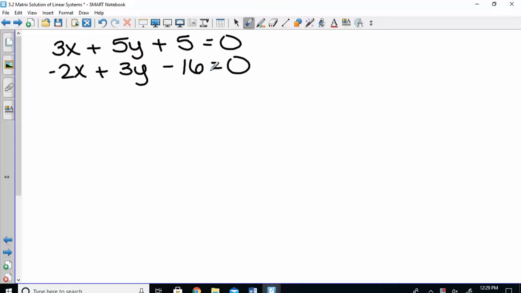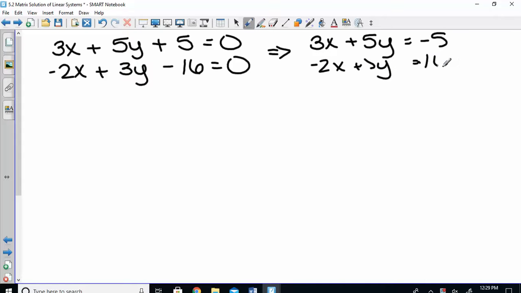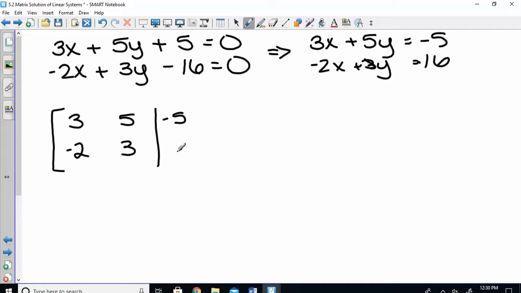First step? How do you do that? Right. Before you write your matrix, you need the constants on the other side of the equal sign. So my matrix would be 3, 5, -5, -2, 3, 16.